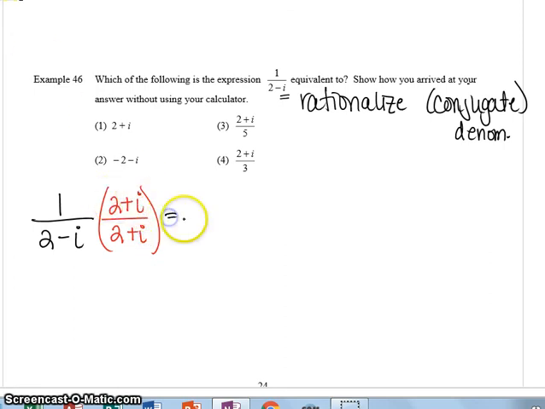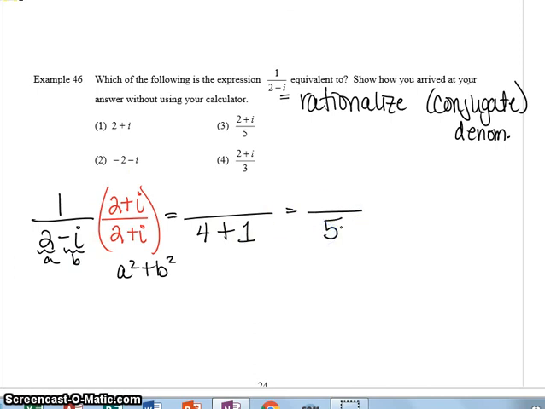So remember, the shortcut on the bottom is just a squared plus b squared. Now it's a plus. So there's my a. 2 squared is 4. My b, you could think of it as 1 or negative 1. But 1 or negative 1 squared is also 1. So my denominator is just a 5. Now the top, think about this. 1 times 2 plus i is just 2 plus i. So I get 2 plus i over 5. Choice 3.